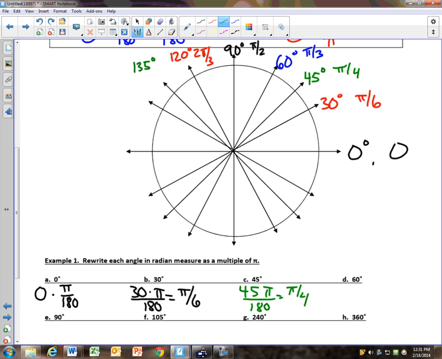135 degrees. Ooh, we don't like that one. Well, if you can see, that's at the 45 degree angle spot, isn't it? How many 45 degree angle spots went into that? 1, 2, 3. So it's 3 of these. 3 pi over 4.